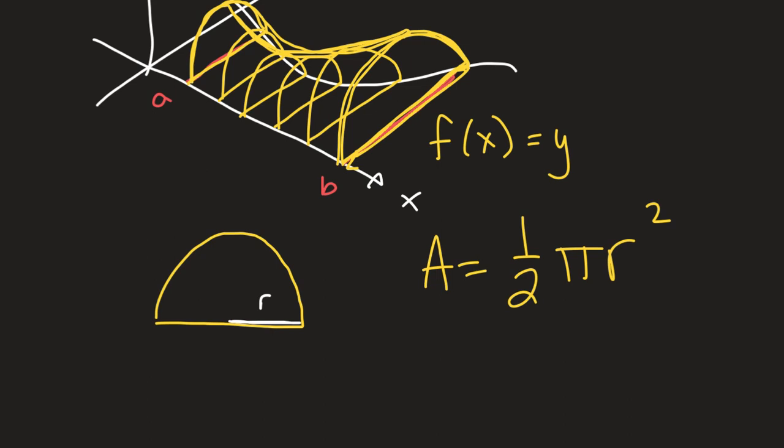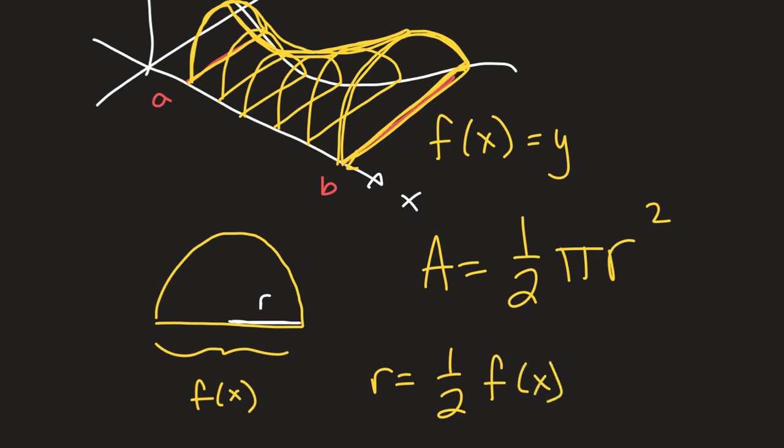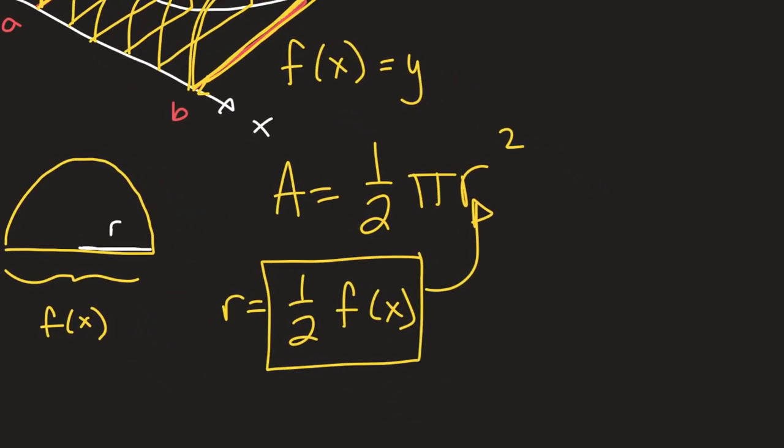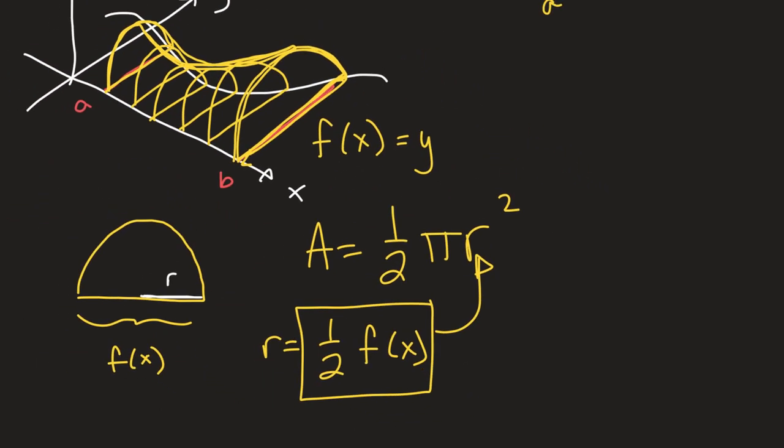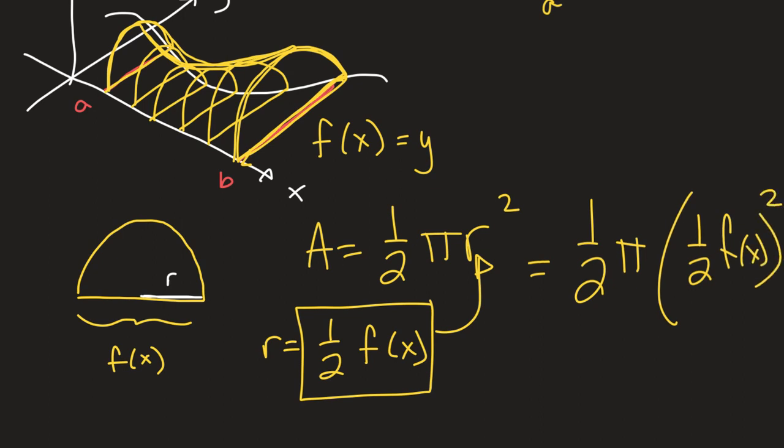So how does your radius compare to the whole entire y value? Radius is half of your y value. So I'm going to replace r with my function, and this is going to be a function when it comes down to the math, like a quadratic or maybe even a trig function. The r is half of your functional height, half of the y value. So this becomes 1/2 of pi times half of f of x squared.